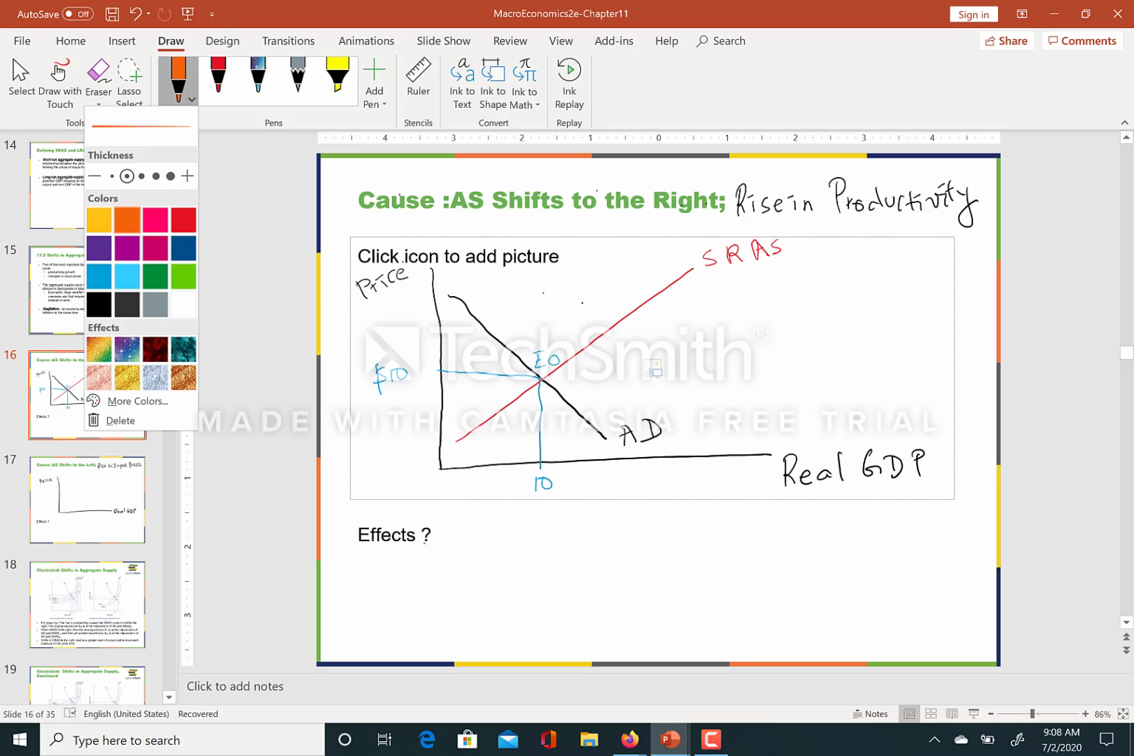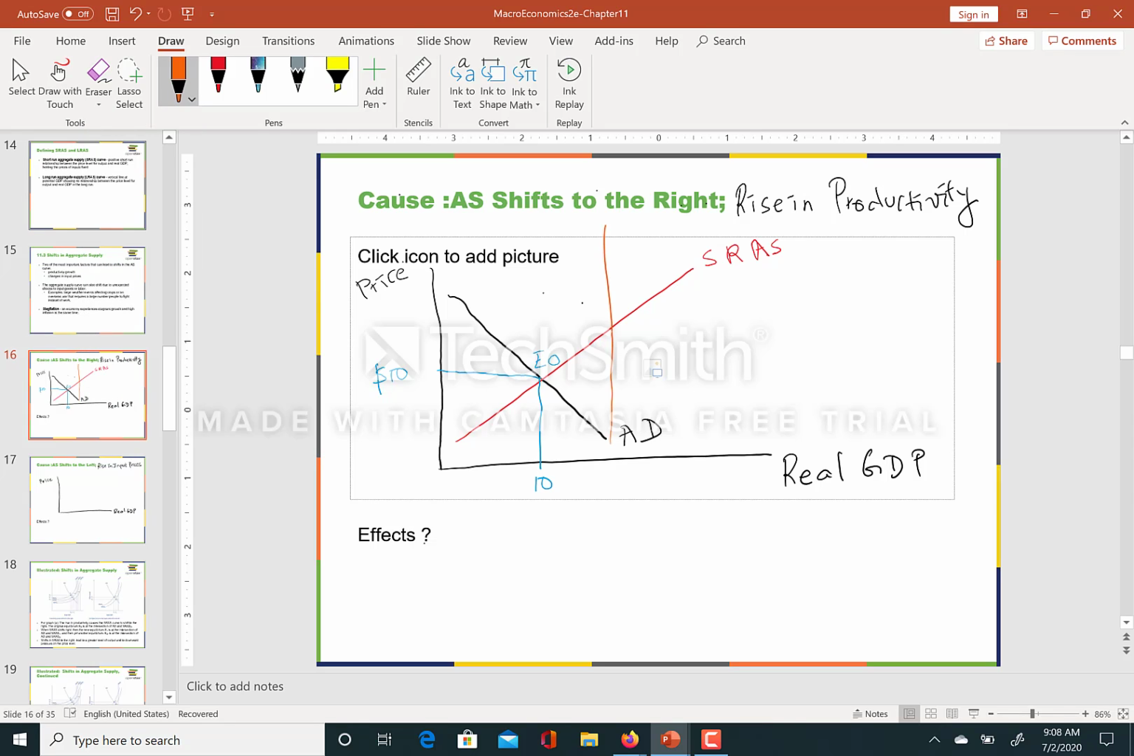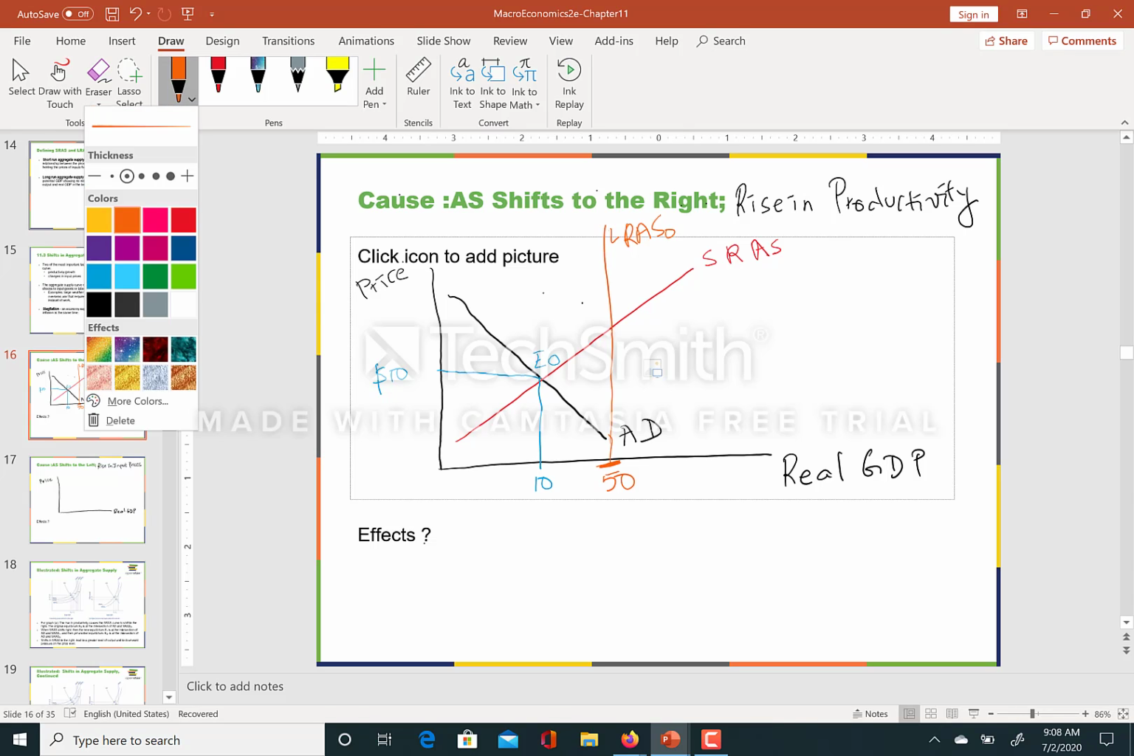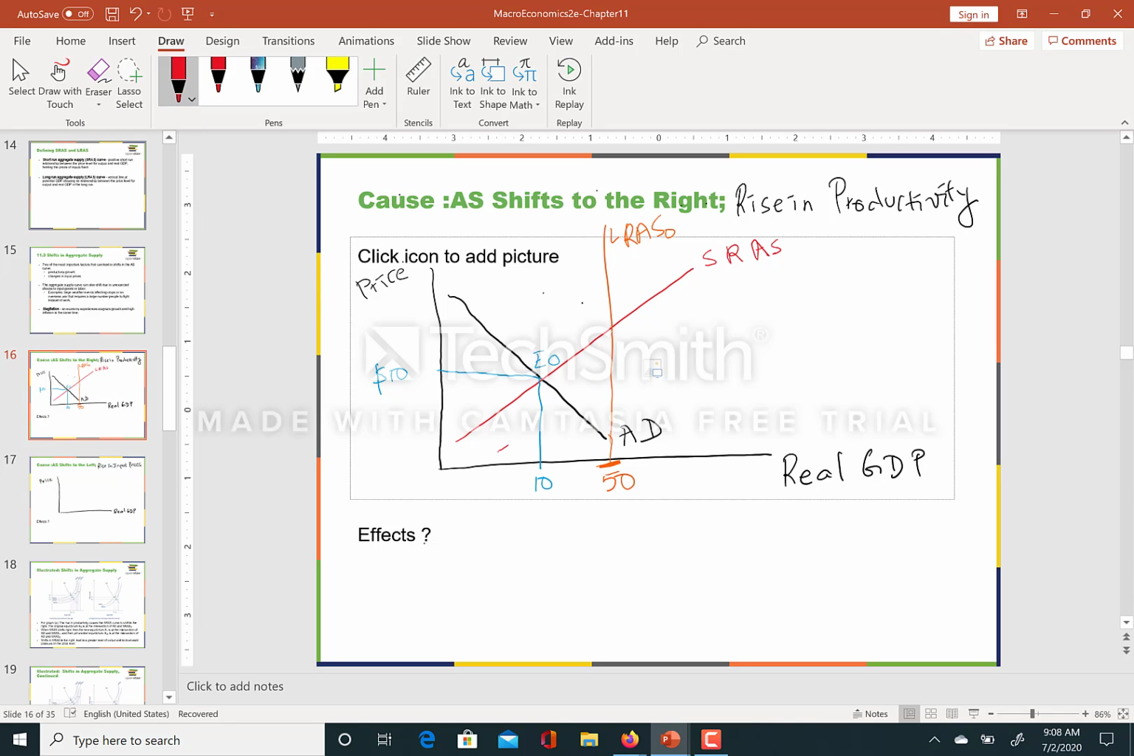Now let me use another color here and draw the long run aggregate supply curve. So this one is the long run aggregate supply curve, and this is associated with what? The long run aggregate supply curve is associated with potential gross domestic product. Now let's say there is an increase in productivity, and this is going to shift the short run aggregate supply curve to the right from SRAS0 to SRAS1. The aggregate demand curve is staying the same.